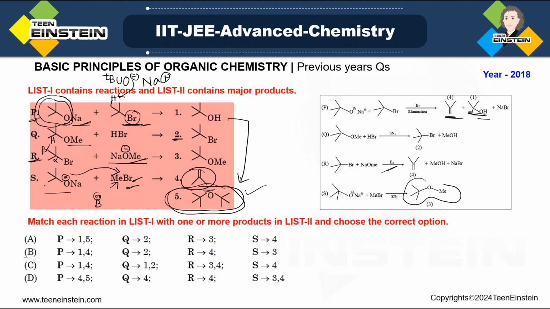So P is matching with 1 and 4, Q is matching with 2, R is matching with the C=C double bond, that means 4. So option B is the correct option.